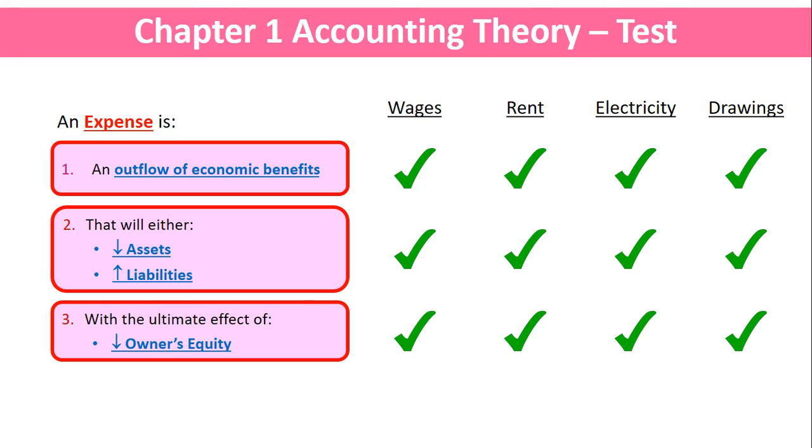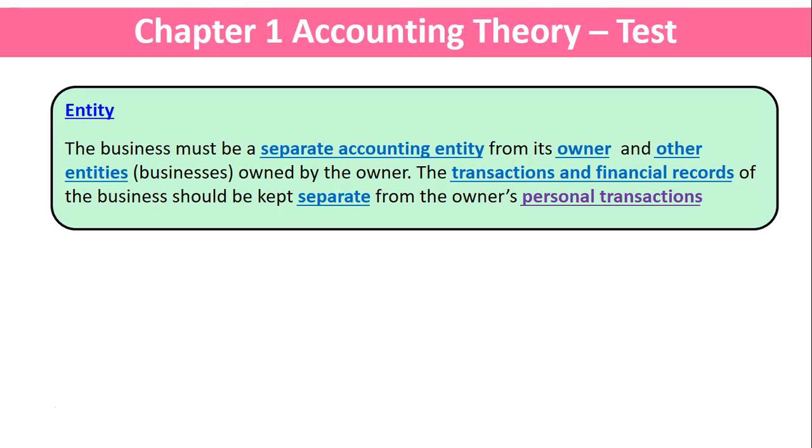What we've been asked to do with this question is look at which one is not an expense. So at this point, we can't tell. It looks like they all are expenses. They all clearly meet the definition. So which one can we rule out then? It's all got to do with the entity principle. This is why this is a good question.